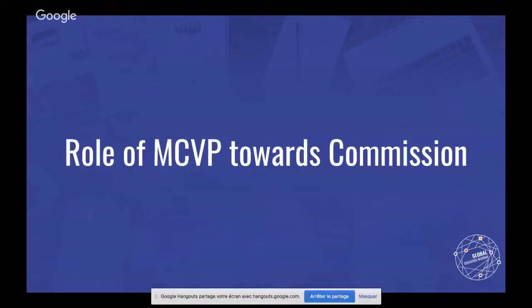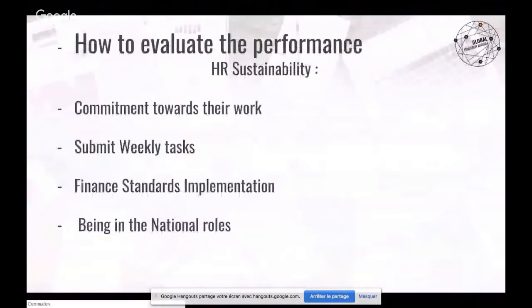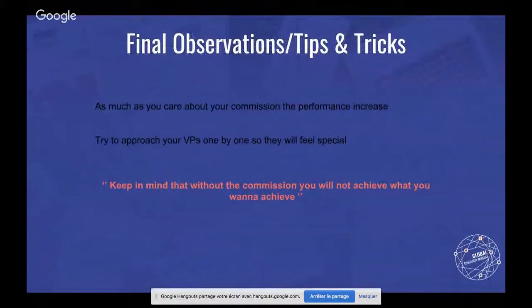What I mean about the vision of the next month is that you can gather insights and feedback about the good things that they want to develop and the bad things that you are doing as MCVP. So you can improve them, and you can get rid of all the bad things that you are doing in managing your commission. And the final observation, when I'm talking about the final observation, it's mainly the tips and tricks that you can have as MCVP.